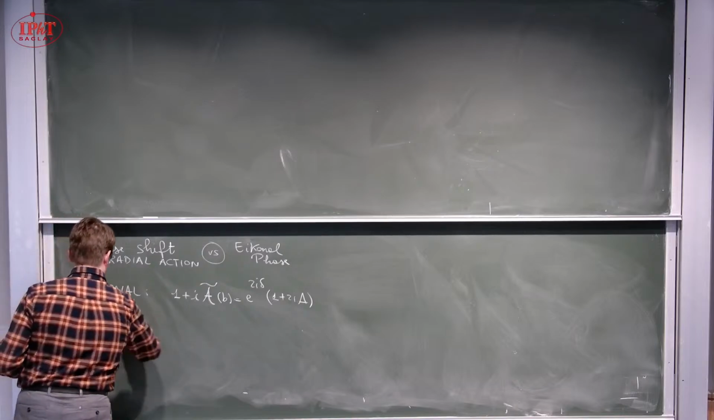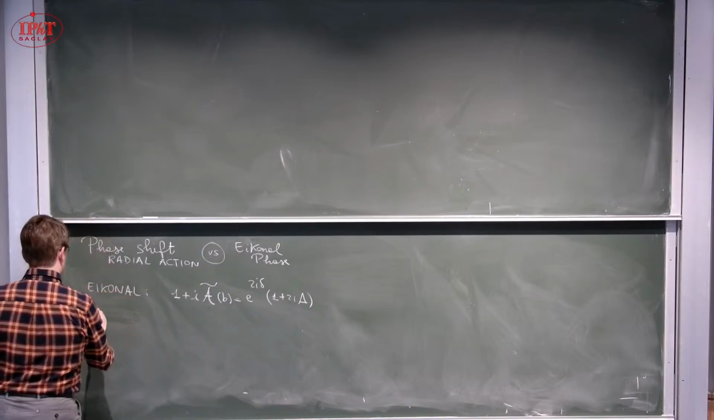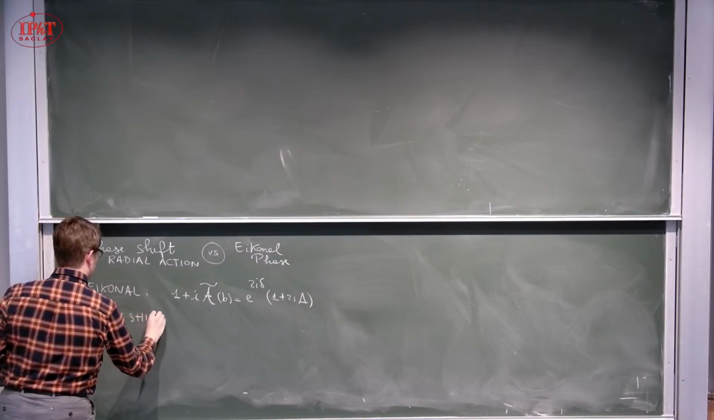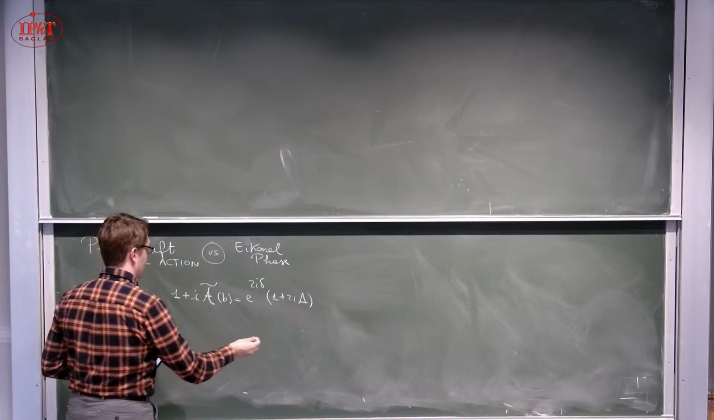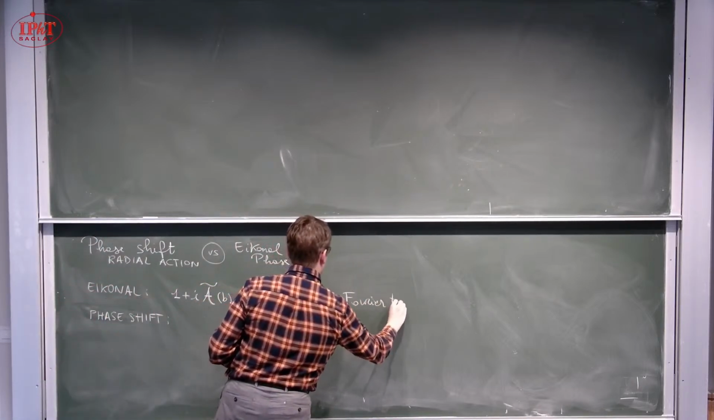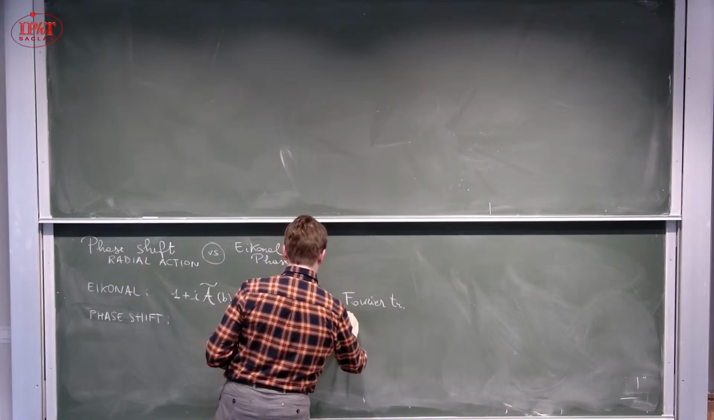Well, maybe the parallels should be the following. The phase shift is what you get when you go, so here is the Fourier transform, and here instead you go to partial wave.